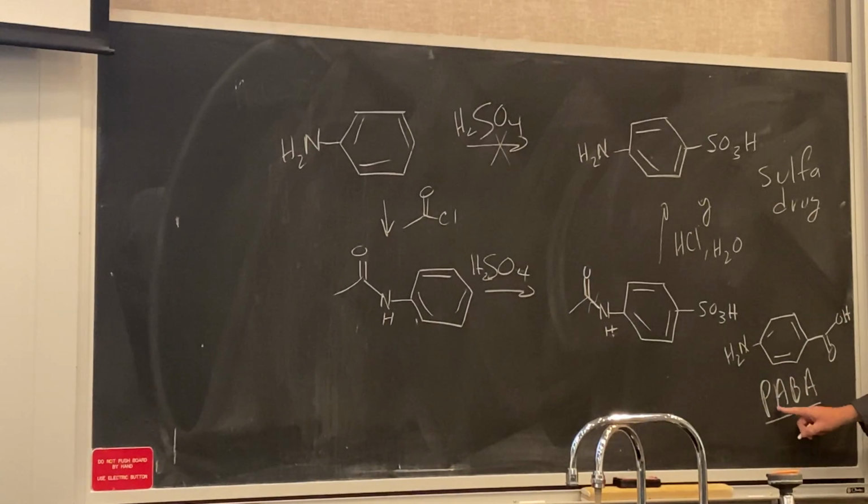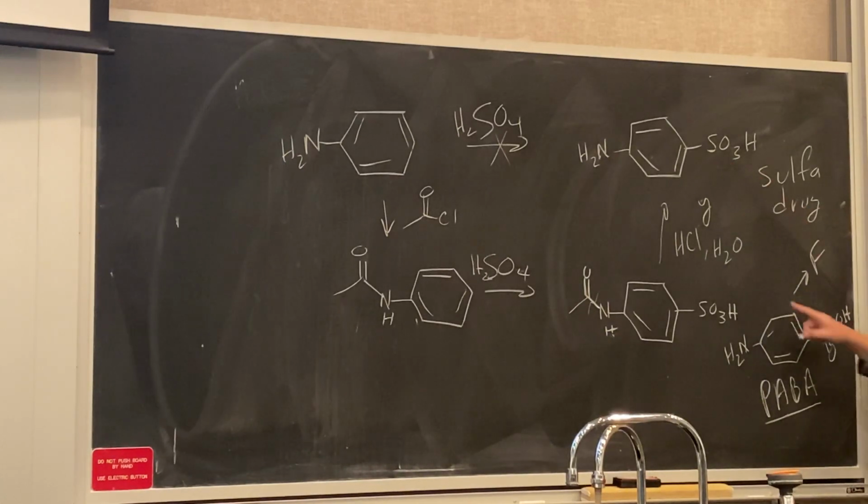What does it stand for? Para-aminobenzoic acid. And this goes into folate. Okay, this is a substrate for folate in the biosynthesis. Don't have time to go through all that, but the sulfa drug mimics this and actually binds to the folate synthase more tightly than the endogenous substrate here.